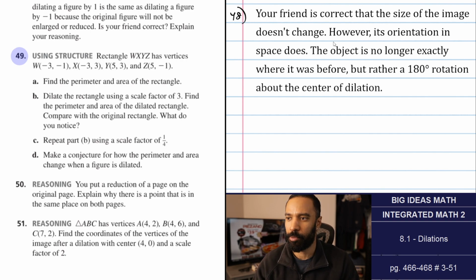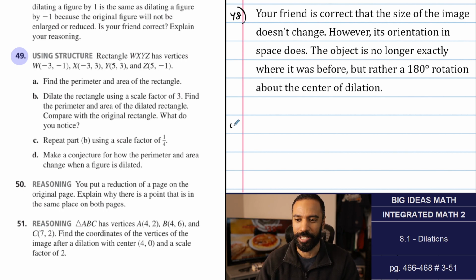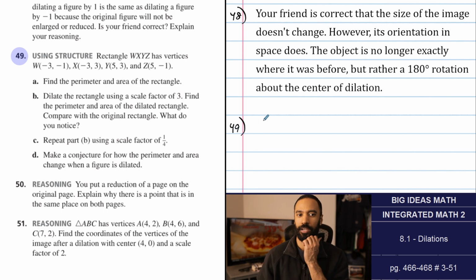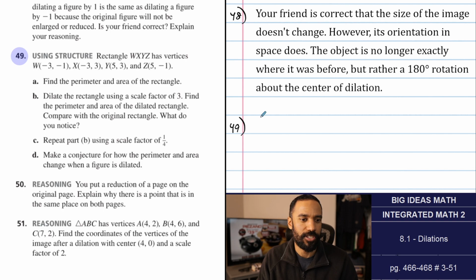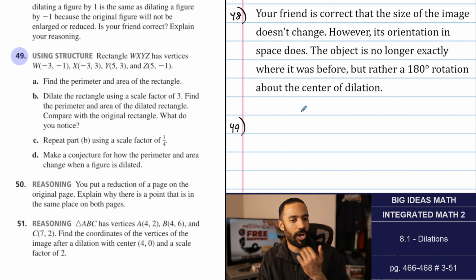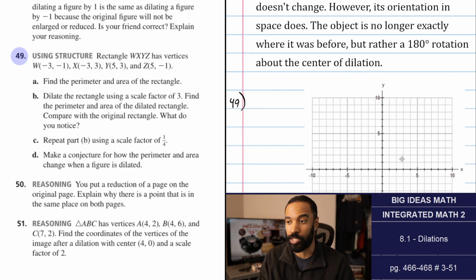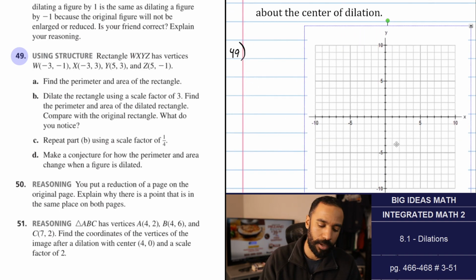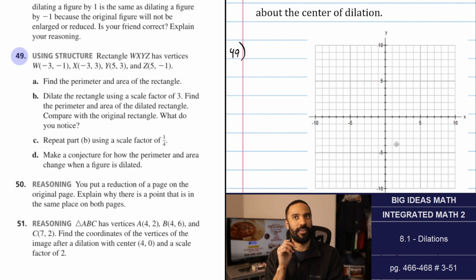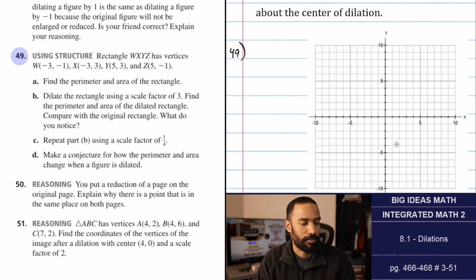Number 49, 3 more questions, and this question has 4 parts. Rectangle WXYZ has vertices here. Find the perimeter and area of the rectangle. Dilate. Okay. So this is where we get to talk about perimeter versus area. I suspected this might come up, and here it is. I didn't actually know at this point that it actually still would, but this is where you get to learn about, whenever I say something's twice as large. Oh, scale factor of 3. Uh-oh.